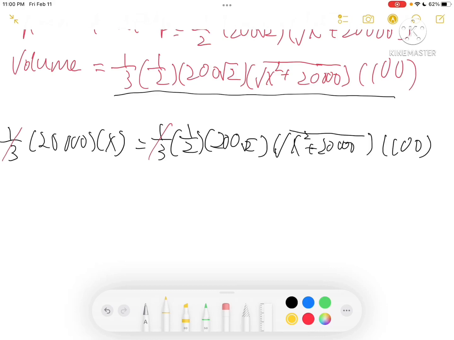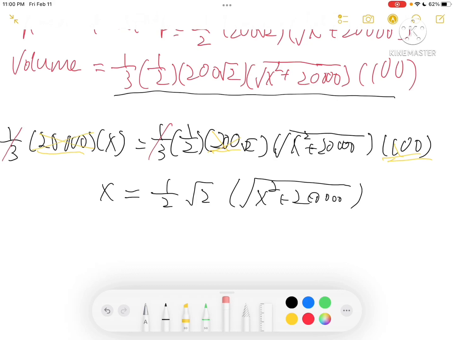So now, let's see, what can we cancel? This thing is equal to 100 times 200, so this thing can be canceled out. Now we are left with x equal to 1 over 2 times square root of 2 times x squared plus 20,000.